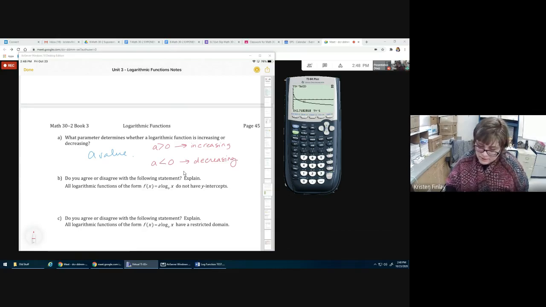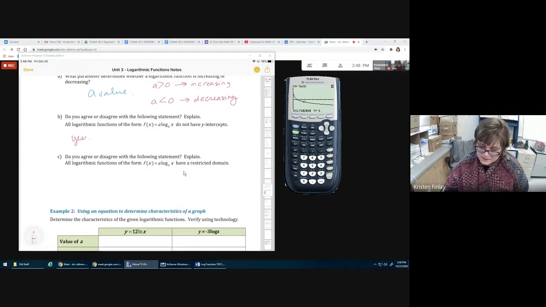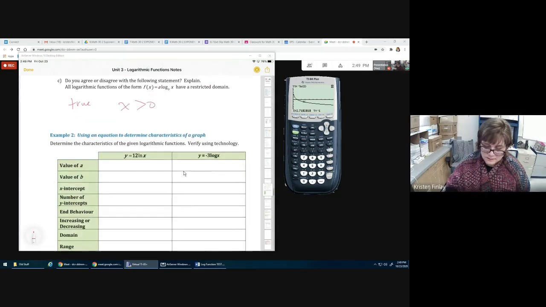Do you agree with the following statement? Explain. All logarithmic functions of the form f of x equals a log base b of x do not have y-intercepts. Yes. Now we might want to test a few more, but based on what we've seen, we're going to assume that characteristic. Do you agree with the following statement? Explain. All the logarithmic functions of the form f of x equals a log base b of x have a restricted domain. This is true. x has to be greater than 0. We don't have anything where x is less than 0.